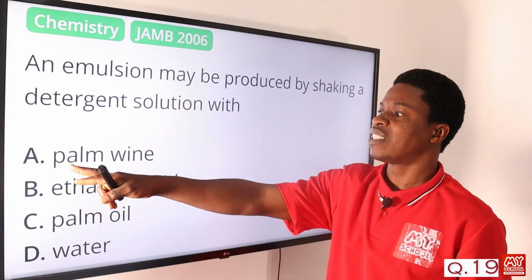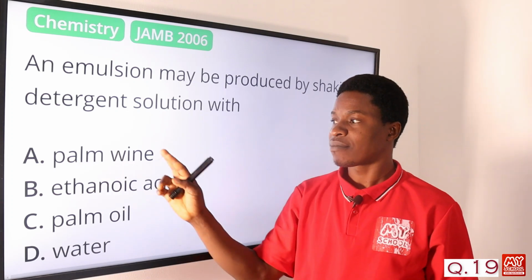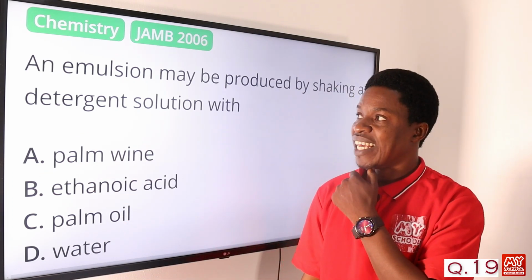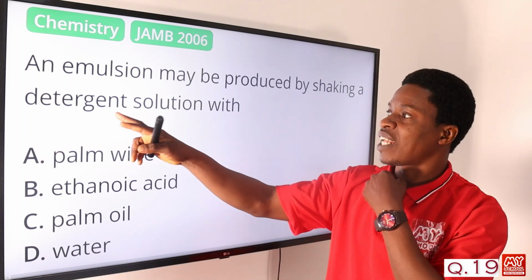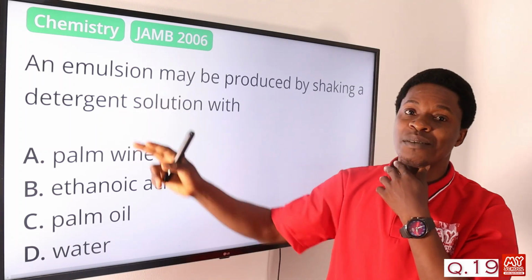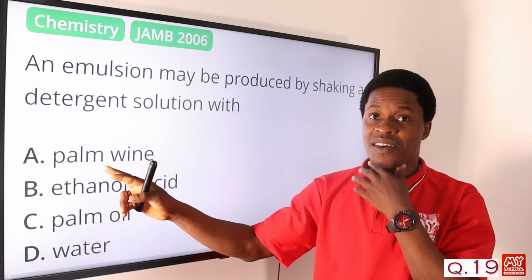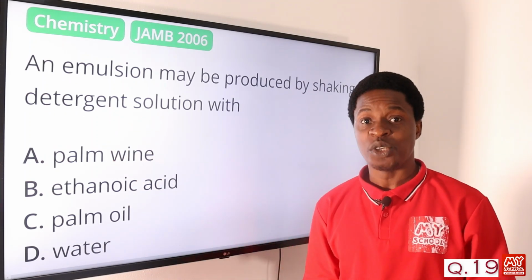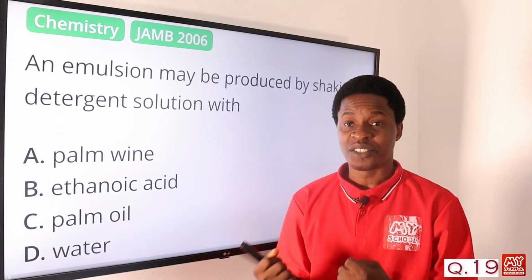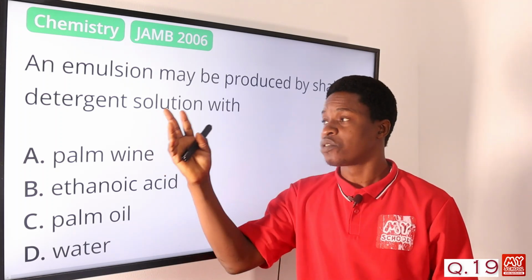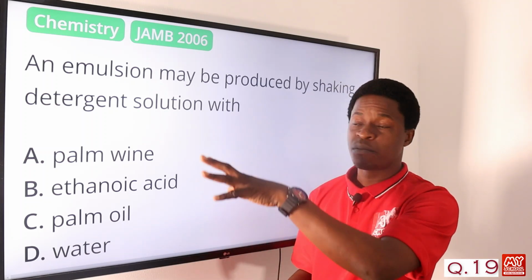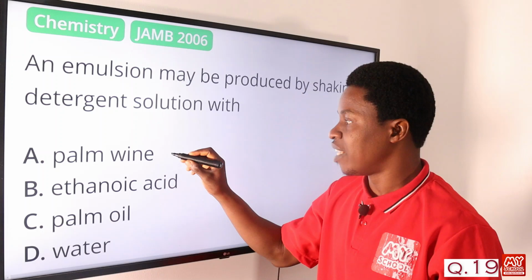Option A says palm wine. Of course, palm wine is just your ethanol. You will have ethanol in your palm wine. If you add that into this detergent solution, you cannot produce an emulsion because they are going to mix together. Of course, if you have seen palm wine that is tapped newly, you see it foaming already. So bringing in detergent soap, the solution is still going to form more solution, so it's not going to produce an emulsion. So option A is eliminated.